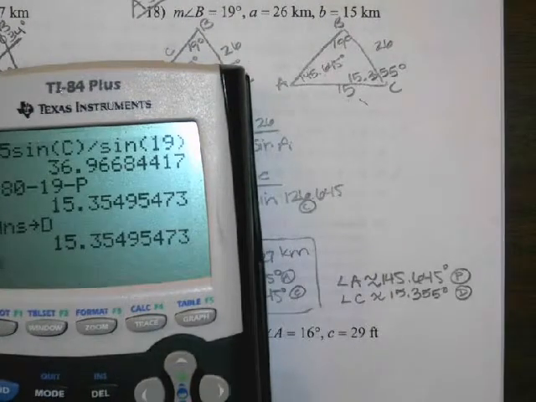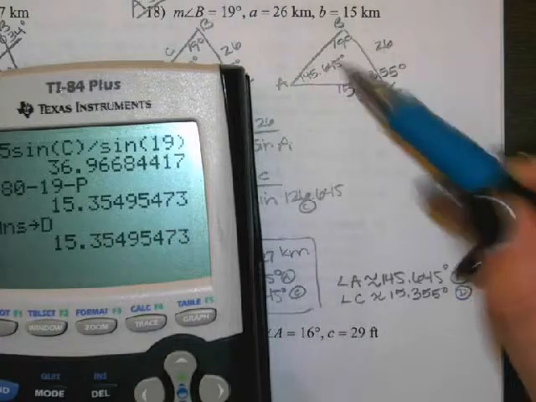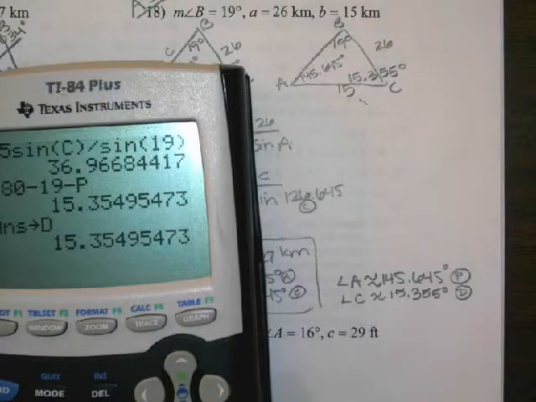And then what do we need to solve for? We have all three angles, we have these two sides. So we need C. And how do we solve for C?